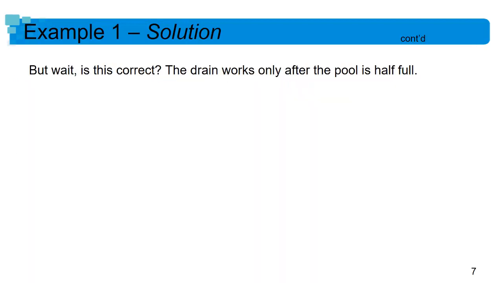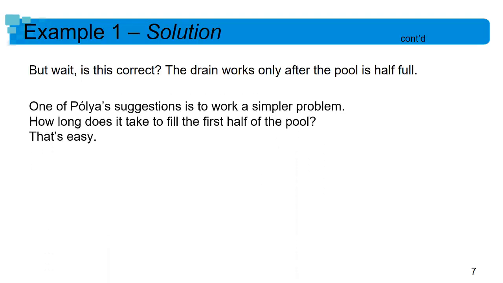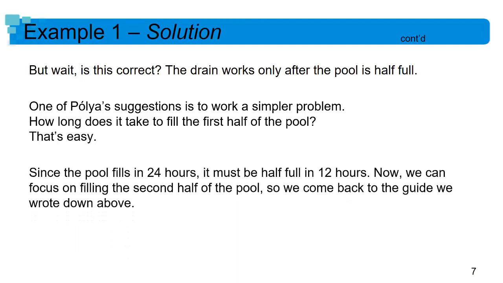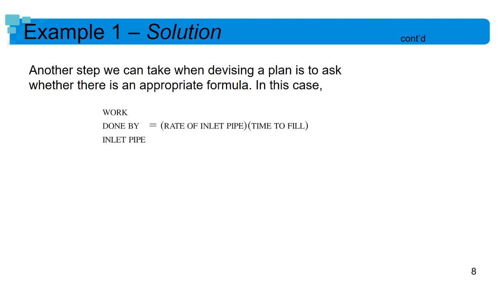But wait, is this correct? We already have half the pool full, so we can make our life easier by simplifying the question. One of Polya's suggestions is to always work a simpler problem. Polya, like I said, is the person who came up with the generic four steps. Since the pool is half full, we're really only trying to figure out how long it takes to fill the other half of the pool, knowing that if it takes 24 hours to fill the pool, it took 12 hours to fill the first half. So we've already spent 12 hours, and now we're just trying to figure out how long it takes to do the second half of the pool.